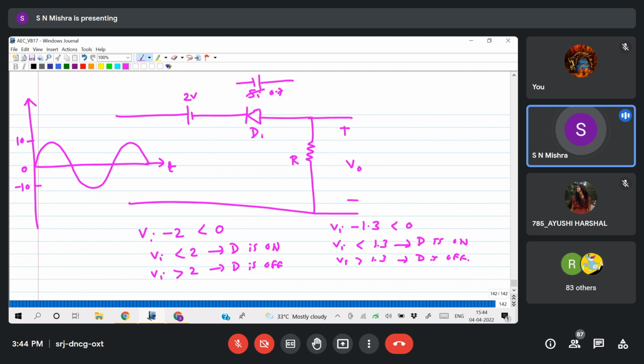First you go for this ideal diode, then you go for practical diode. Graph will be same, only the value will change. Go for this condition.